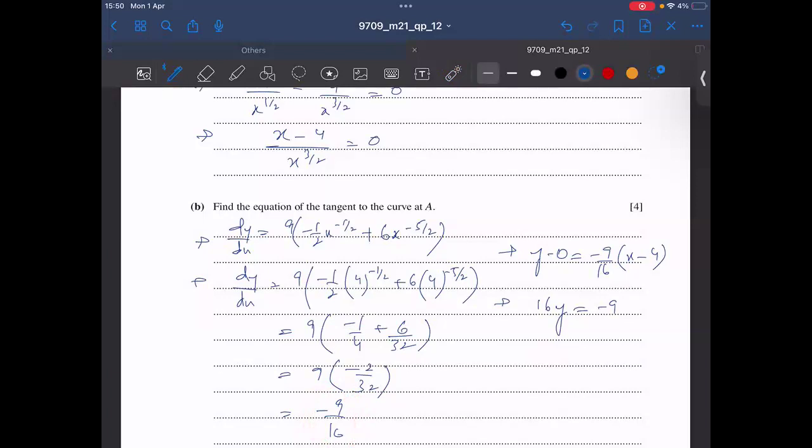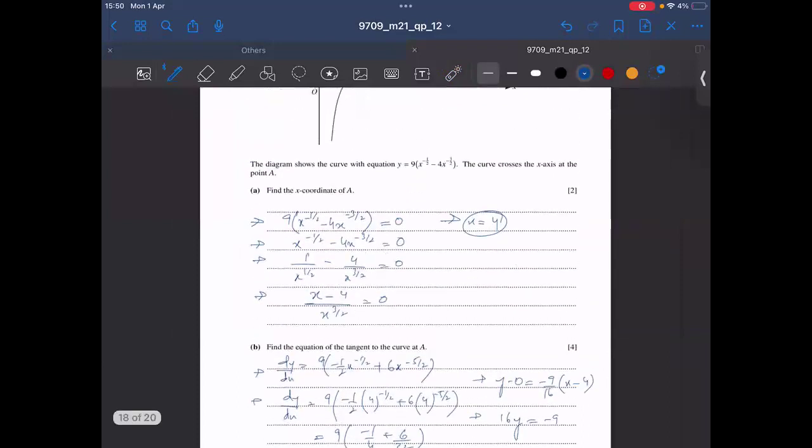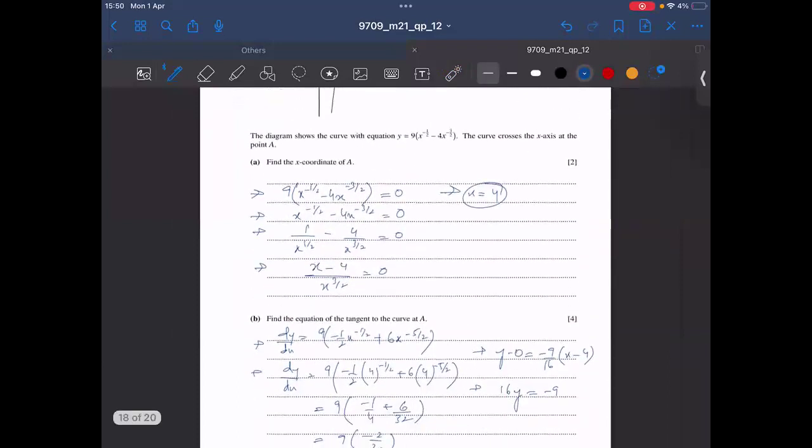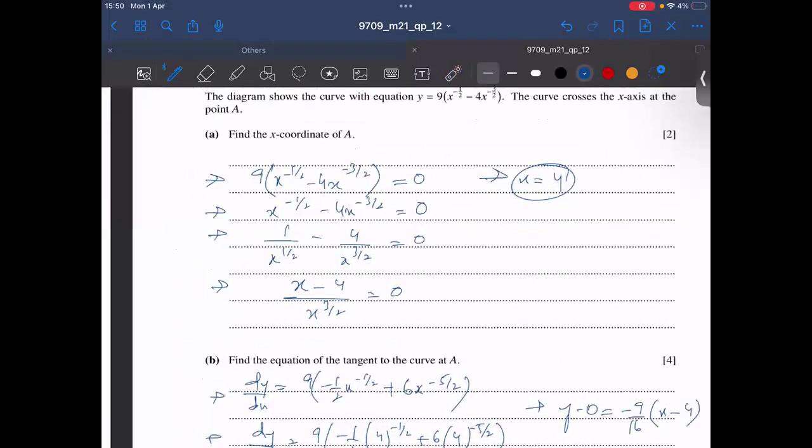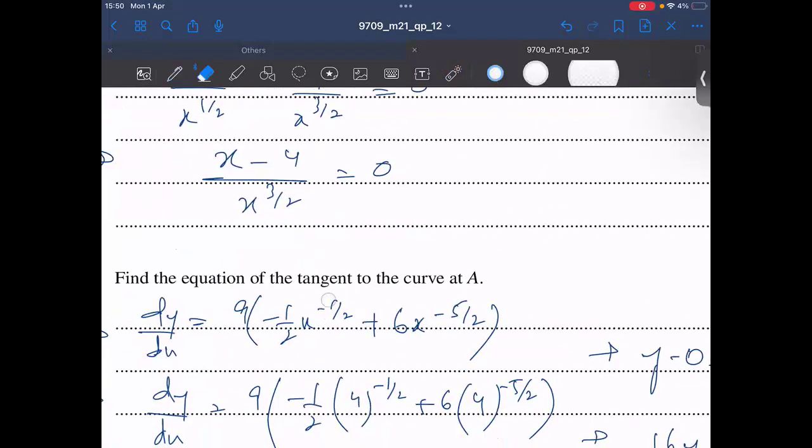How are you getting 8? Sir, I am checking with the marking scheme, just in case it is coming out wrong. Let me check. So minus half x. Oh, my mistake. It's going to be minus 3 over 2, not minus half.